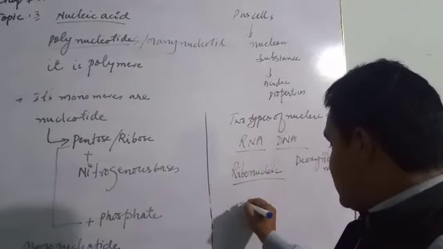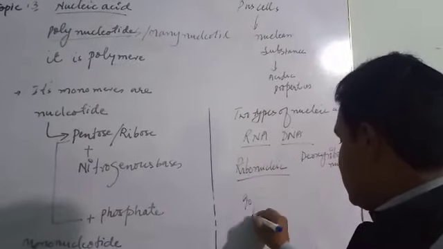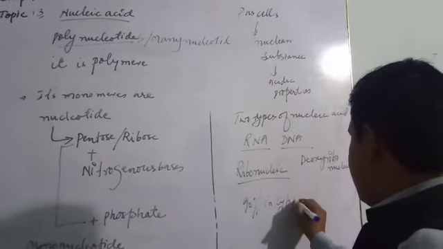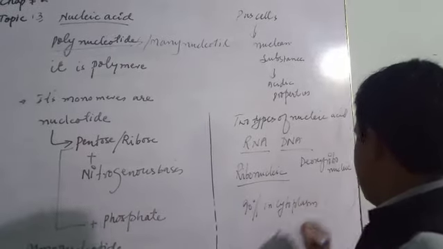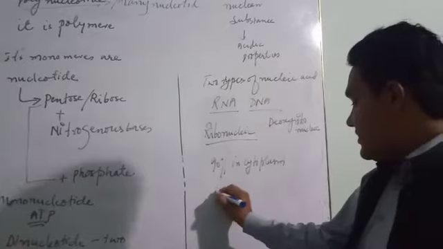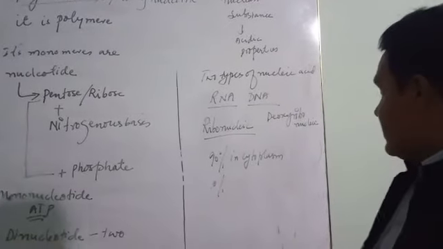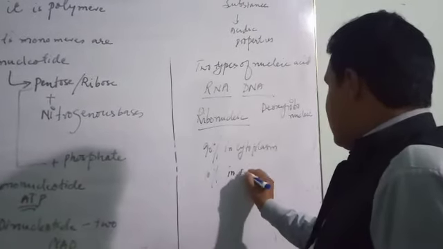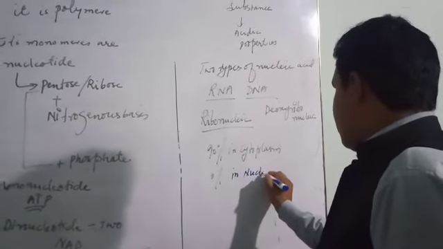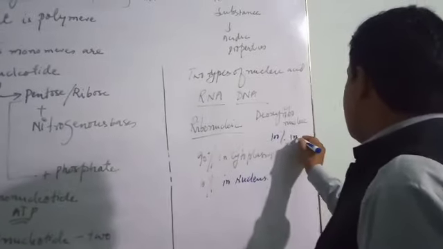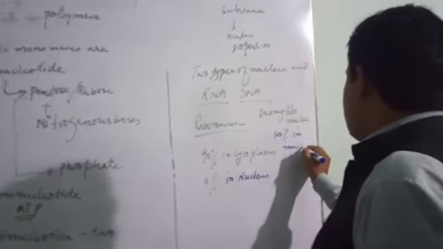RNA is present 90% in the cytoplasm and 10% in the nucleus, and DNA is 100% present in the nucleus.